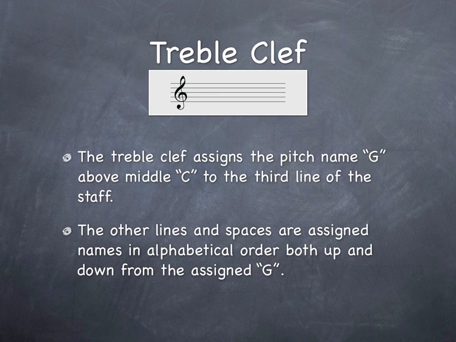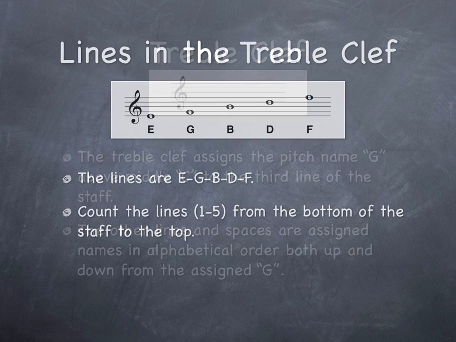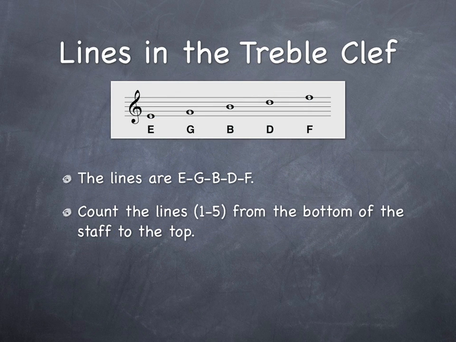It also goes by the name the G clef because the circle at the base of the treble clef wraps around the line G and indicates that that line is the note G above middle C. The other lines and spaces are all then assigned names in alphabetical order, going both up and down from this assigned G. Moving up the staff indicates that the sound's going higher, and going down the staff indicates that you're going lower in pitch.